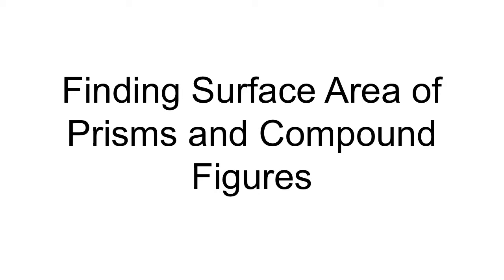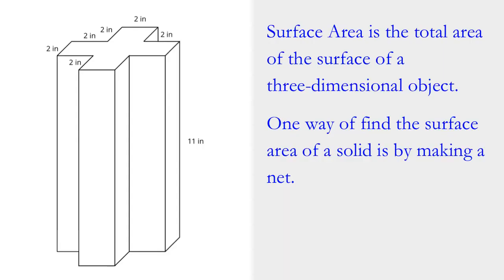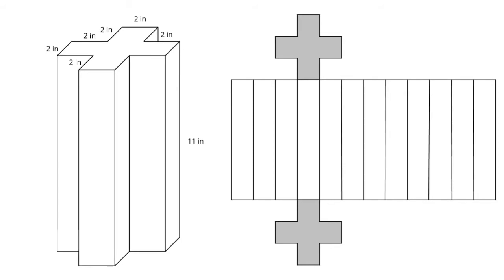All right, this video is finding surface area of prisms and compound figures. Surface area is the total of the surface of a three-dimensional object. One way to find surface area of a solid is by making a net. So we have this figure here. If we transform that into a net, it would look like this.